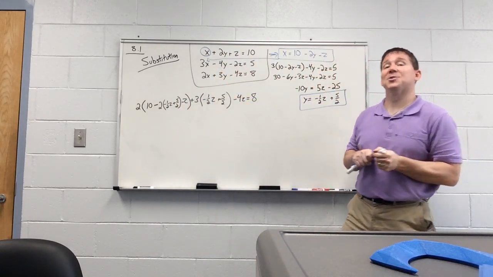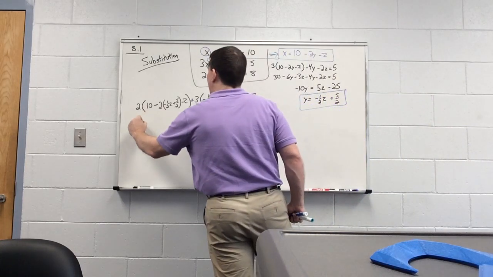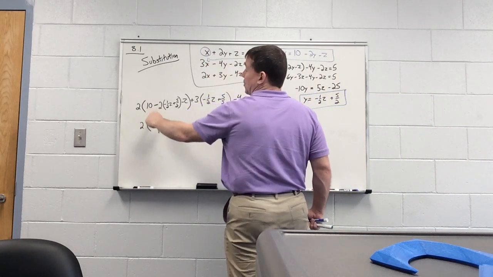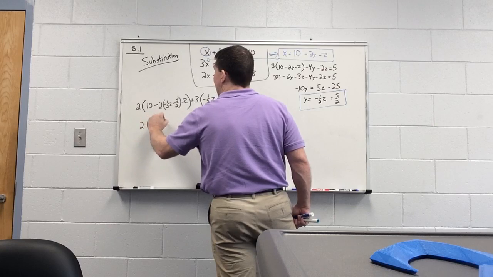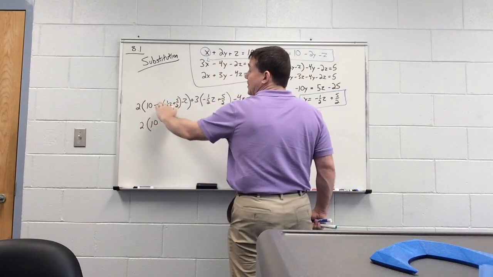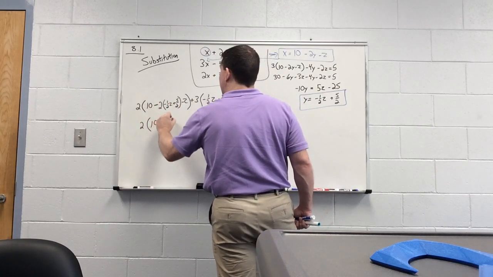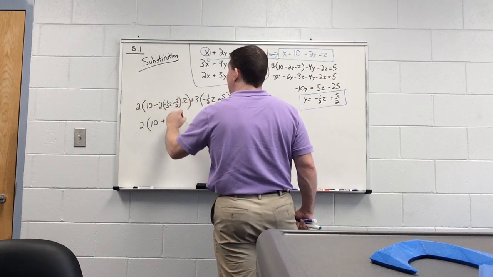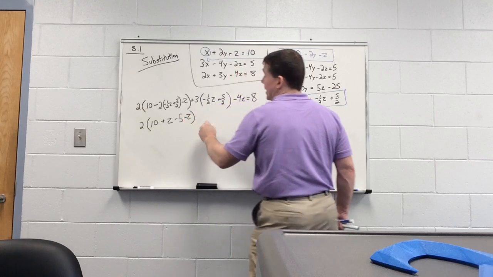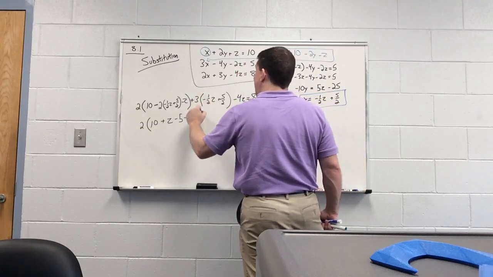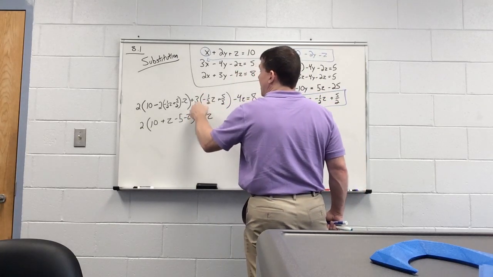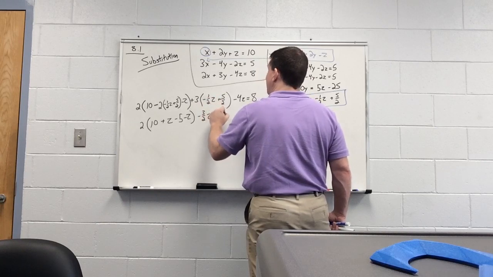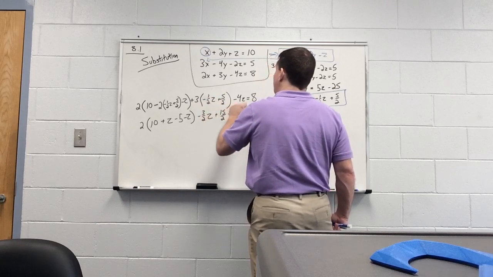Now just do all the algebra and simplify this out. And we know with parentheses, start on the inside and work your way out. So it's 2, 10, negative 2 times negative 1/2 is positive 1, z. Negative 2 times positive 5/2 is negative 5, minus z. 3 times negative 1/2 is negative 3/2 z. 3 times 5/2 is 15/2, minus 4z equals 8.